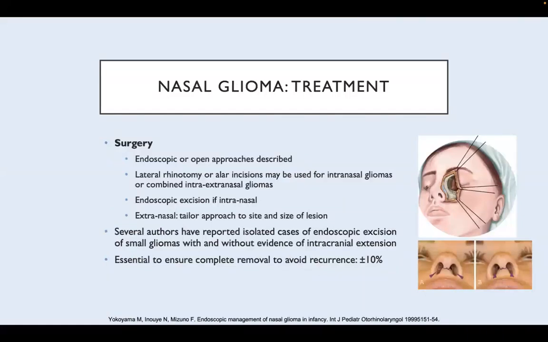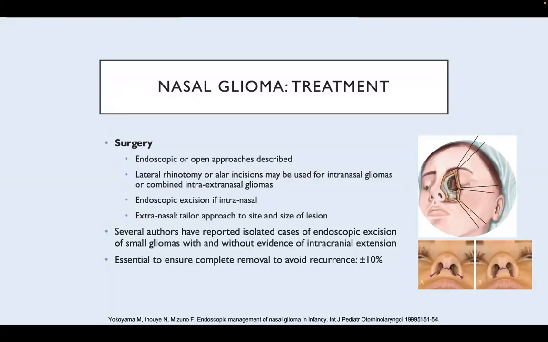Moving on to the management. So again, surgery is the mainstay. You can do an endoscopic or open approach. A lateral rhinotomy, which is the picture on the top that I've put there, is one of the approaches that you can use, or you can do alar incisions for the intranasal gliomas, or you can do combined approaches for the inter and extranasal gliomas. If it's isolated to the intranasal space, then endoscopic excision may be all that you need. And if it's extranasal, then you should tailor your approach basically according to the location and size.